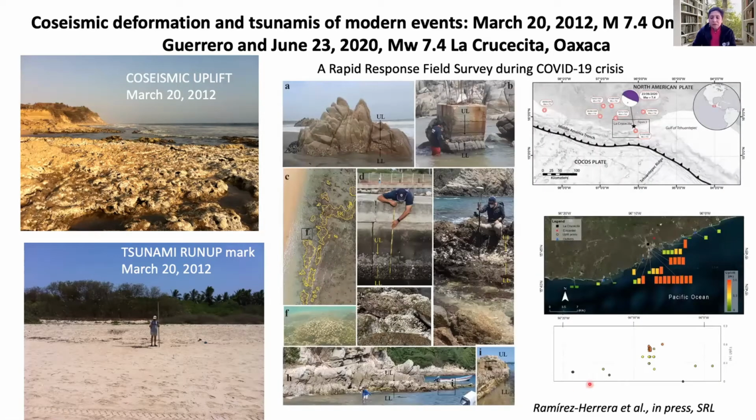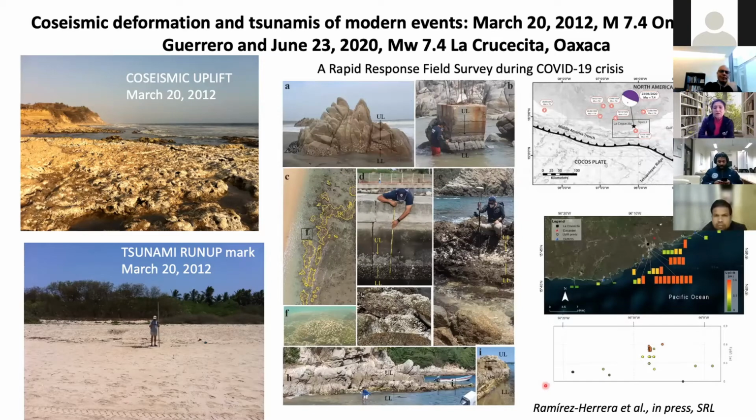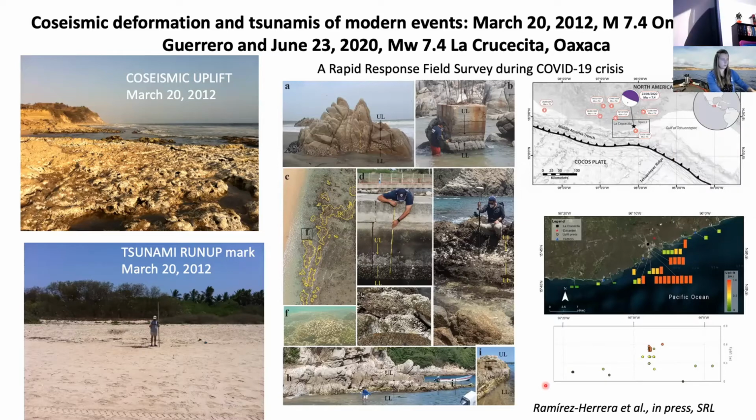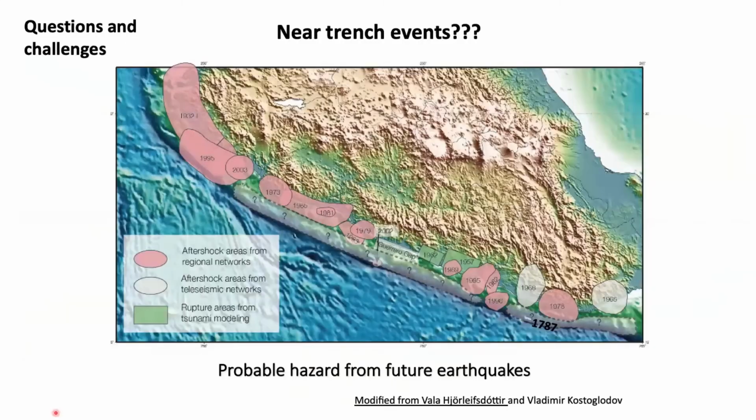And just last year, during the pandemic, we had an event on the Oaxaca coast, magnitude 7.4. The earthquake happened during low tide, and that's one of the reasons why we saw a very small tsunami, but we recorded the co-seismic uplift, again using the mortality of intertidal organisms in the region.